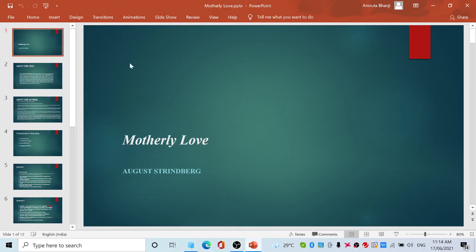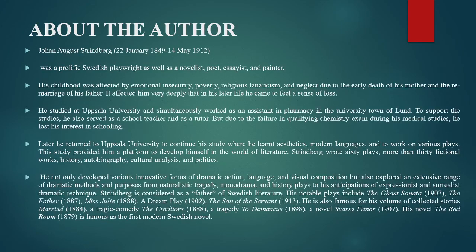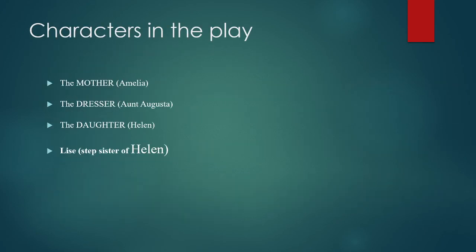We are going to study that short play written by August Strindberg. The name of the short play is Motherly Love. In this short play, we have four major characters: the mother, whose name is Amelia; the dresser, whose name is Aunt Augusta; the daughter, whose name is Helen; and Lise, who is a stepsister of Helen.